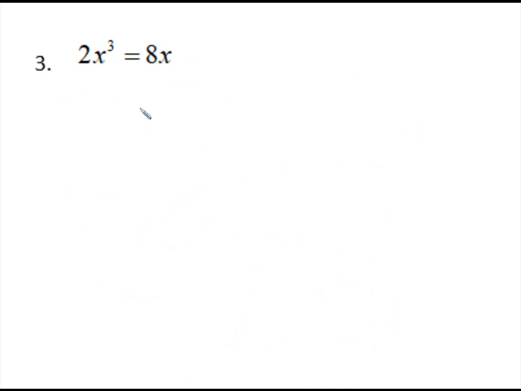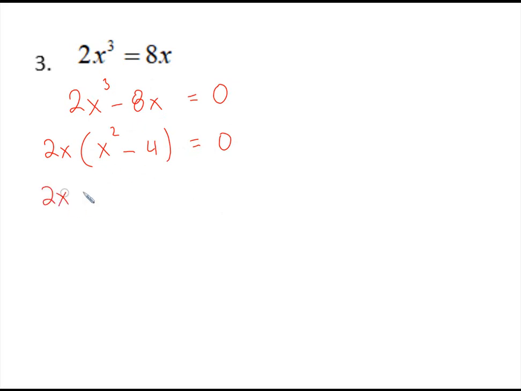Alright, number 3 here. So first we need to make the problem equal 0. So we have 2x to the third minus 8x is equal to 0. Now we need to factor this, so let's take out the GCF. So 2x, right? So we're going to end up with x squared minus 4 is equal to 0. Then I recognize this is a difference of squares here. So if I factor this, this is x plus 2, x minus 2.